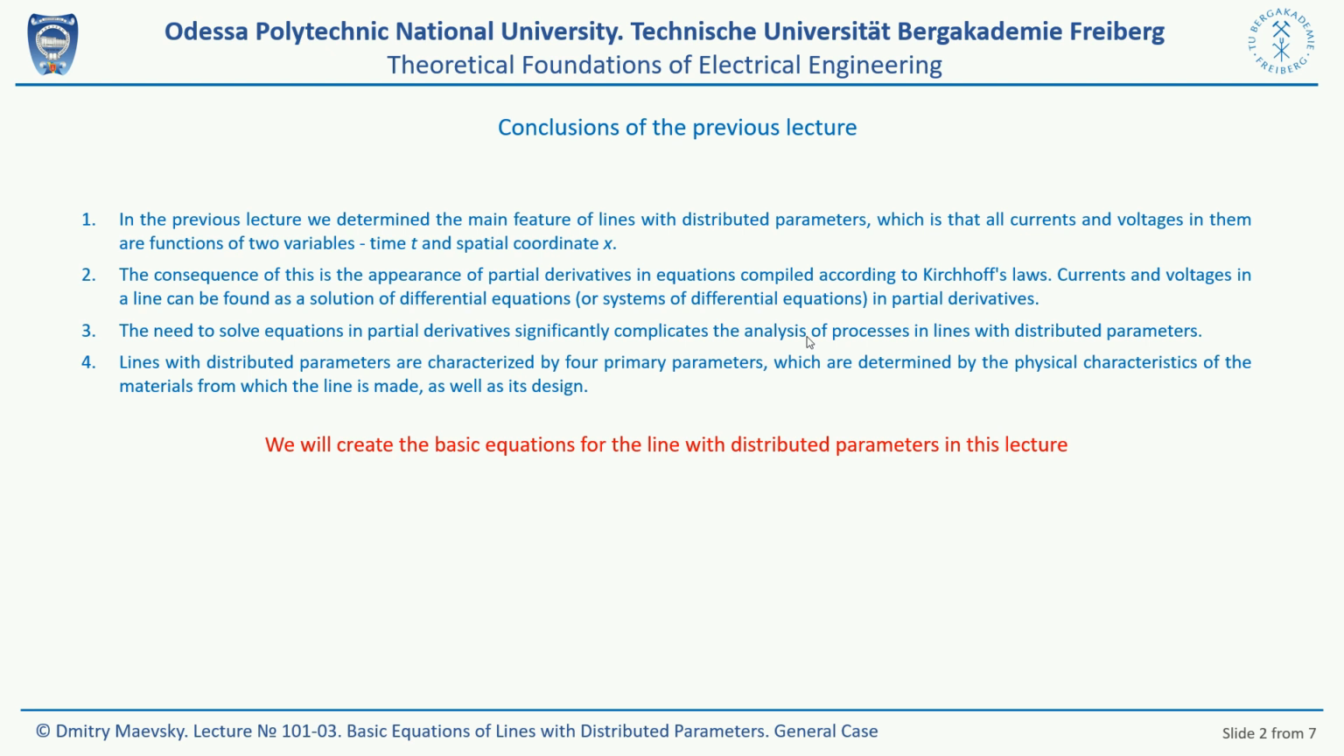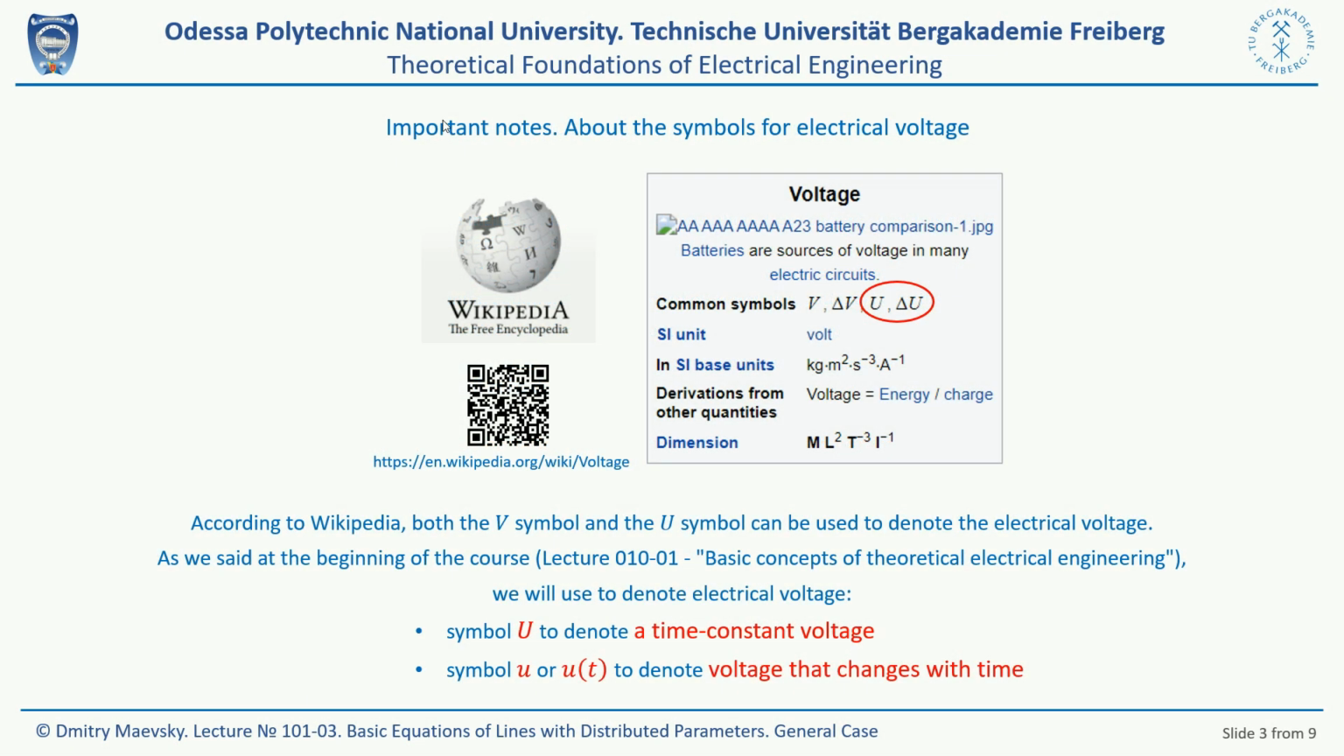Lines with distributed parameters are characterized by four primary parameters. They are determined by the physical characteristics of the material from which the line is made, as well as its construction. In this lecture, we will use these parameters to construct equations describing the relationship between currents and voltages in lines with distributed parameters. First of all, let's remember what we talked about earlier.